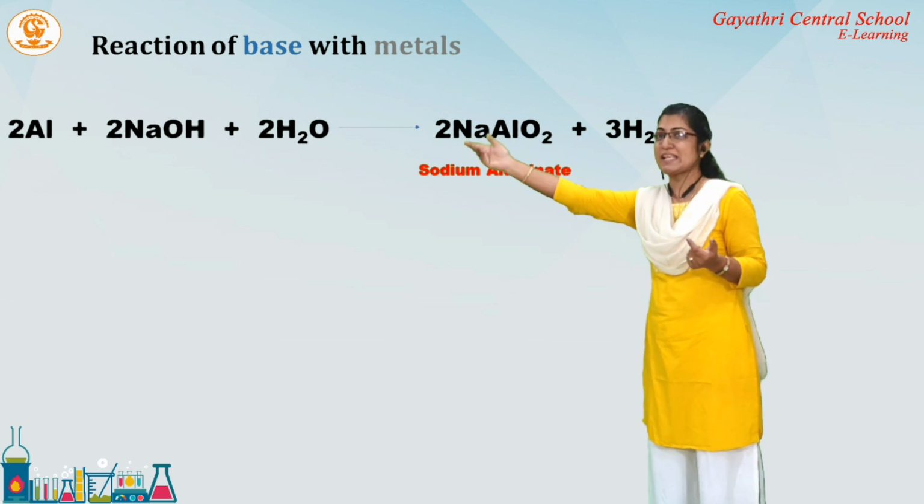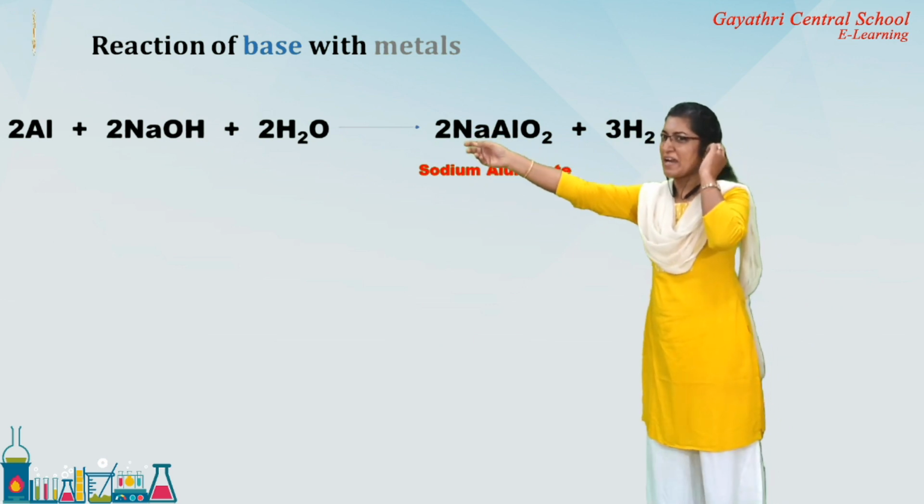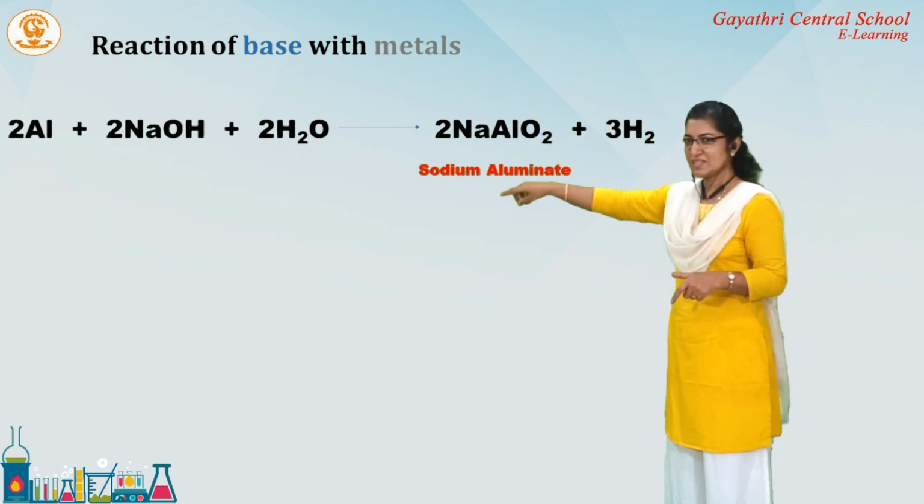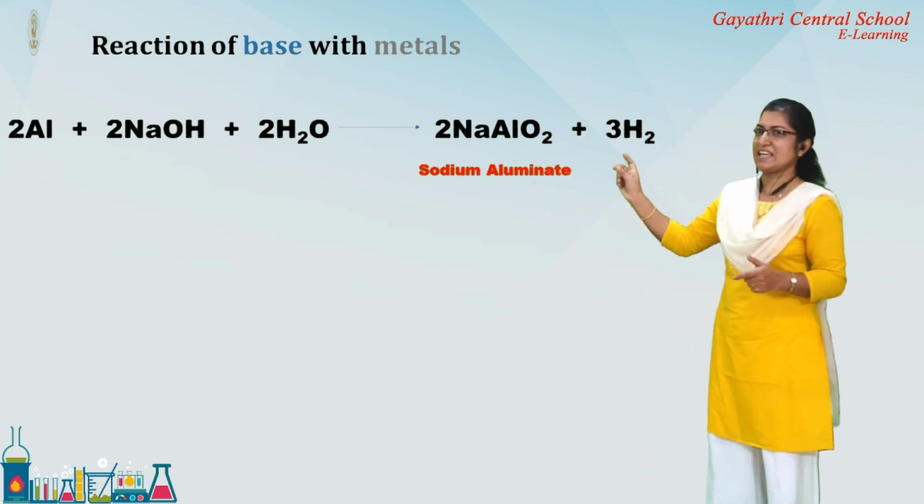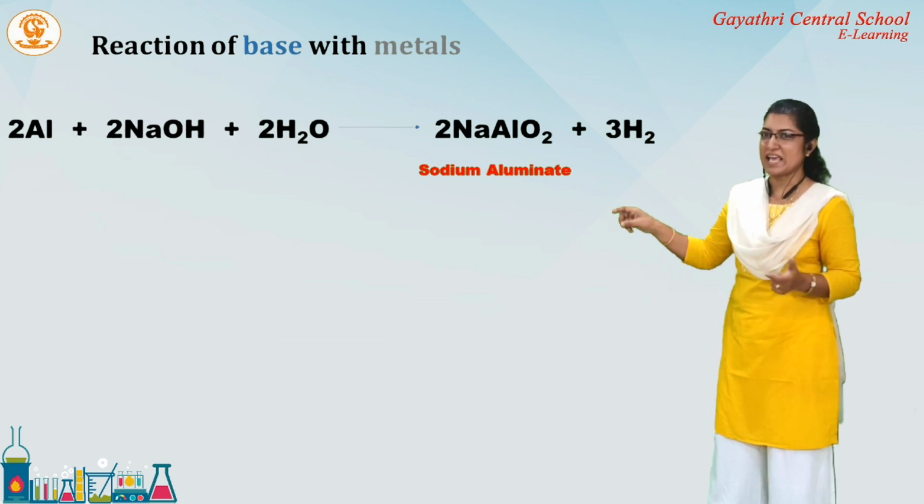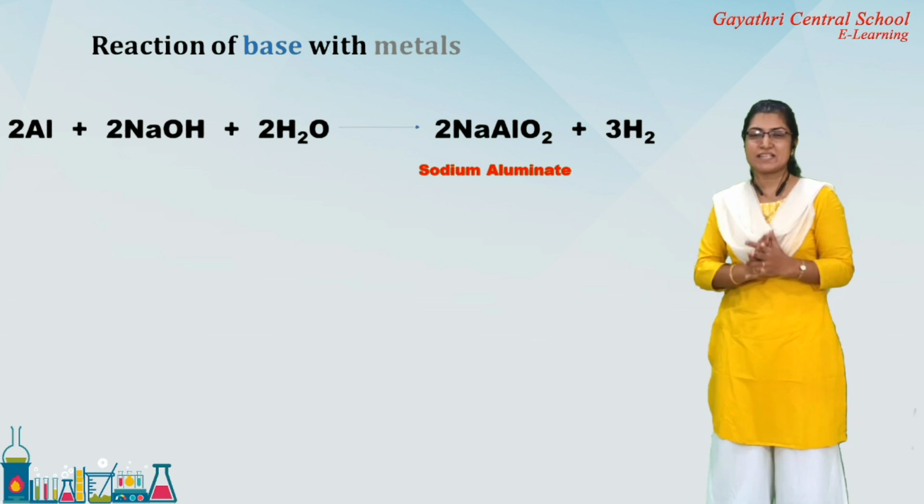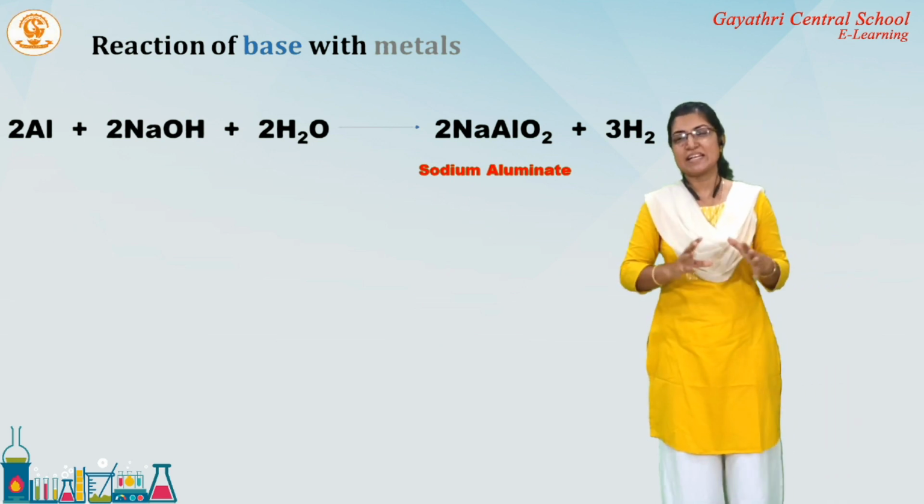This reaction can also happen with zinc, isn't it? If sodium hydroxide is reacting with zinc, then what product will be formed? Sodium zincate, that is Na2ZnO2. Along with that, hydrogen gas will be released. So that is the reaction of acids and bases with metals. Now what do we have to do next?